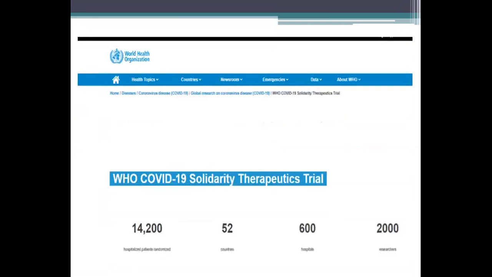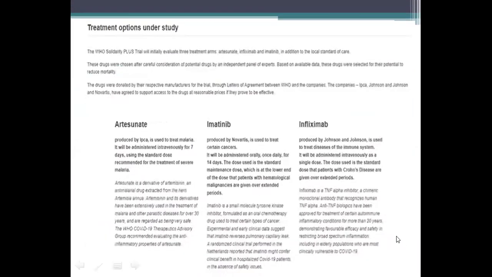The WHO COVID-19 Solidarity Therapeutic Trial, which is also organized by WHO, has 4,200 hospitalized patients in a randomized controlled trial across 52 countries, including 600 hospitals and 2,000 researchers. In this trial, the WHO Solidarity Plus trial will initially evaluate three treatment arms: artesunate, infliximab, and imatinib, in addition to local standard of care. These drugs were chosen after careful consideration of potential drugs by an independent panel of experts. The drugs were donated by the respective manufacturers for the trial.